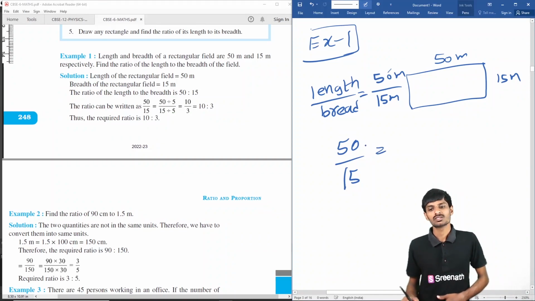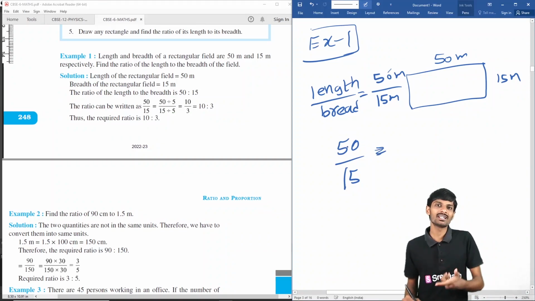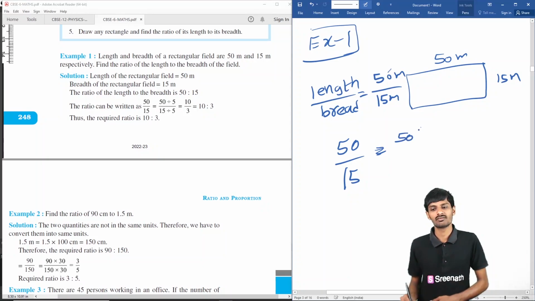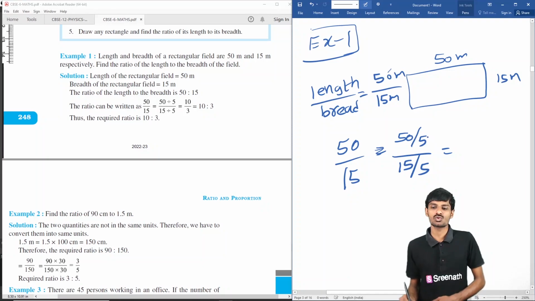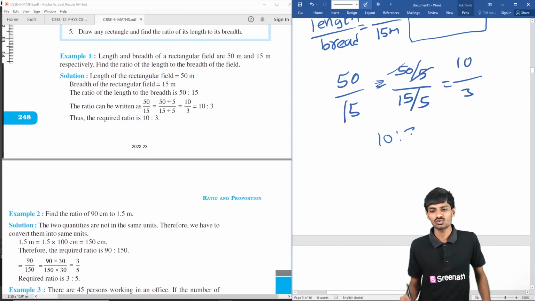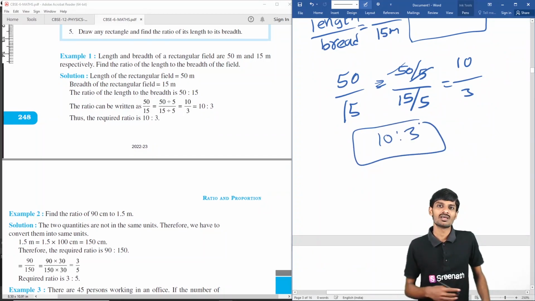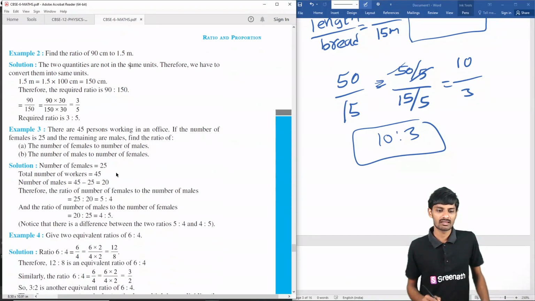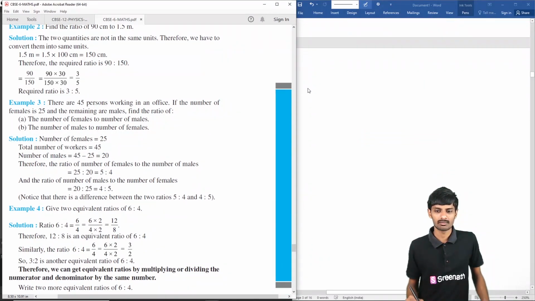How can we simplify it? In this, 50 can be divided by 5. 50 divided by 5. 15 can also be divided by 5. So how many times? 10 times, no. And 3 times, no. So the ratio is 10:3. So that is the way of finding the ratio, friends. So do it by yourself and I will help you to solve the third example.